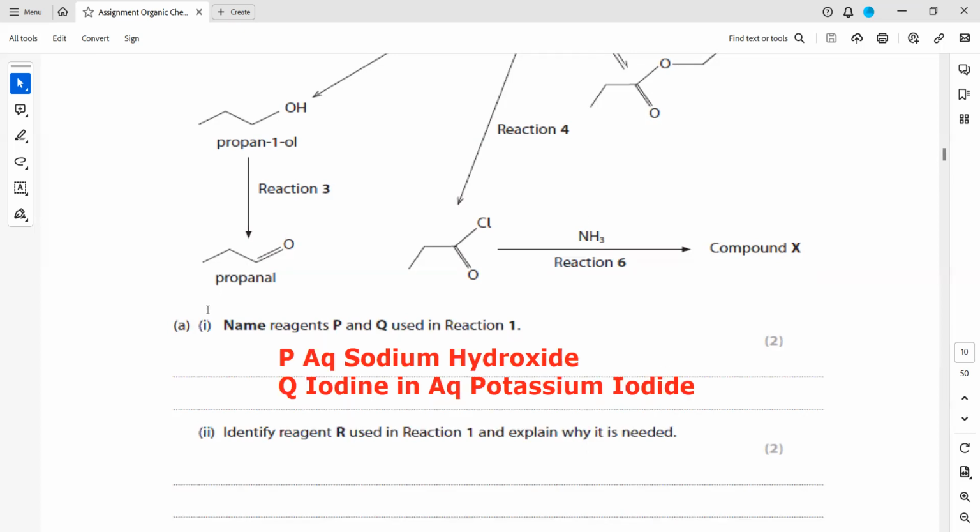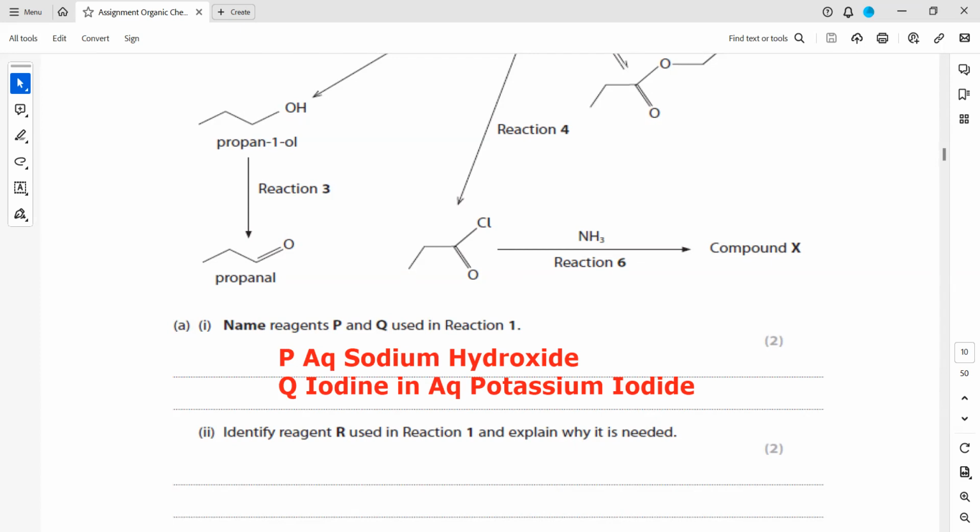Then identify R used in the reaction and why it is needed. So what is substance R? Normally for this we need an acidic condition. You can mention nitric acid, hydrochloric acid, or sulfuric acid. Any strong acid you can name here. Aqueous acid is used. And what is the purpose of this?